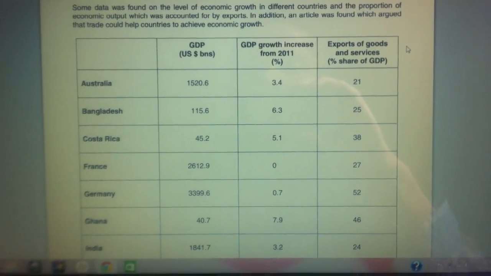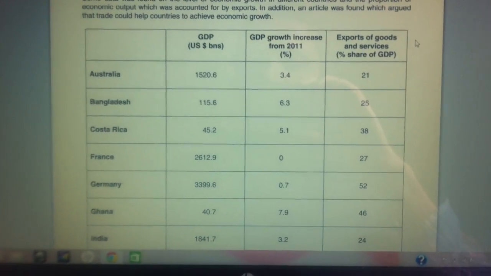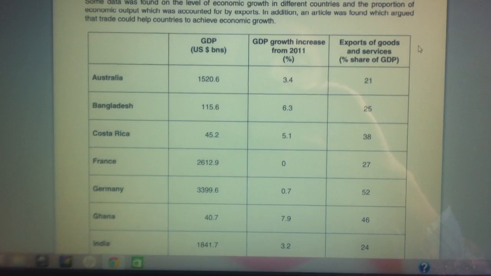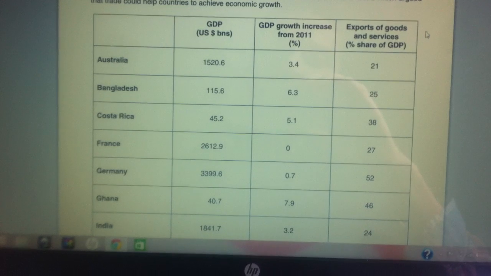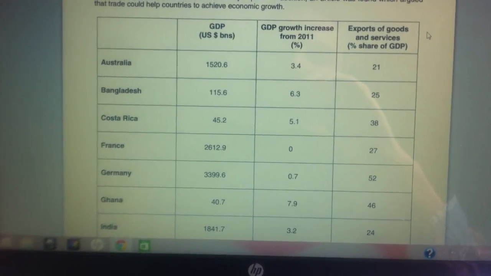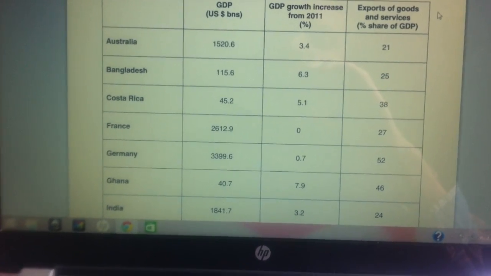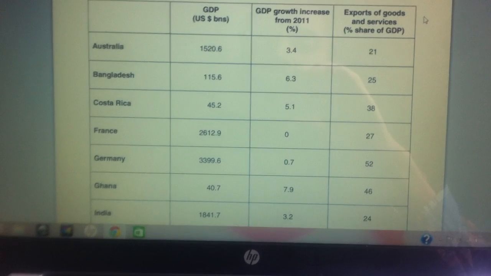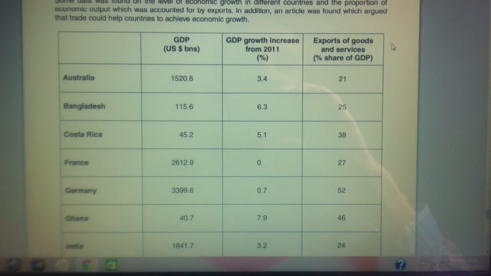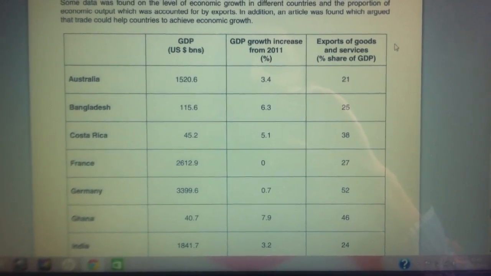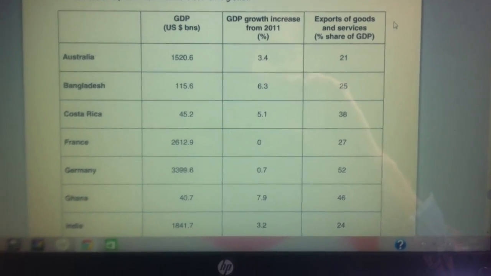Bangladesh, its GDP 115 billion, Costa Rica 45 billion, Ghana 40 billion. Obviously the ones to look out for are Australia 1,520 billion, so 1.5 trillion US dollars. France 2,612 billion, 2.6 trillion US dollars. Germany, Europe's largest economy, 3,399 billion US dollars, or 3.3 trillion. So just be aware of the numbers, ladies and gentlemen, is all I'm saying.